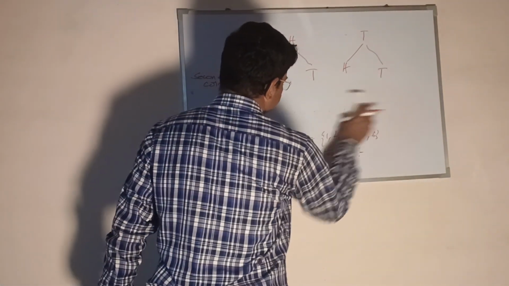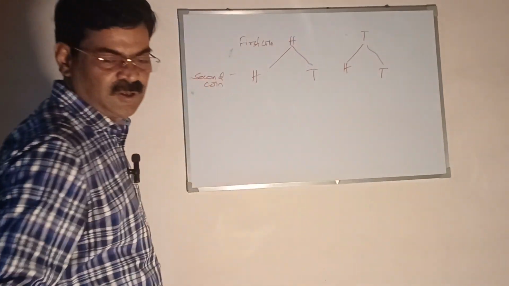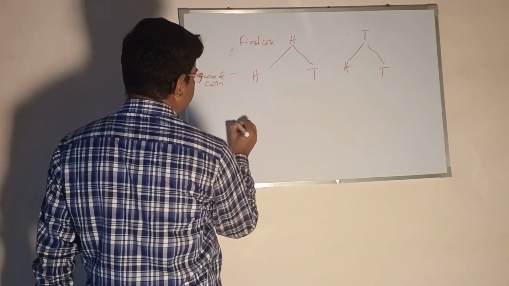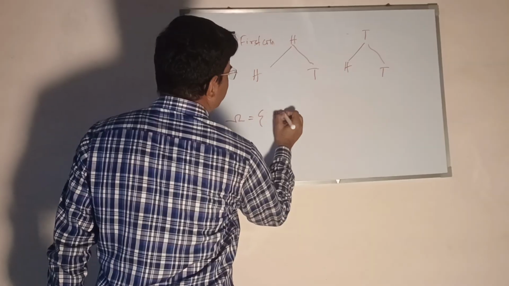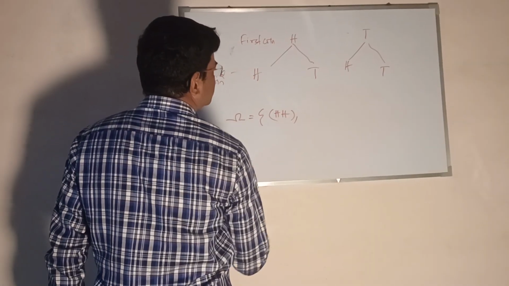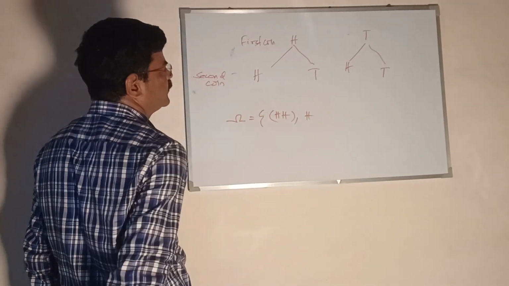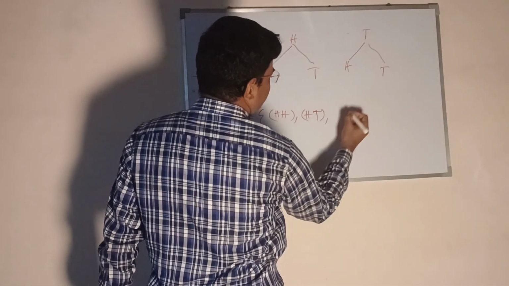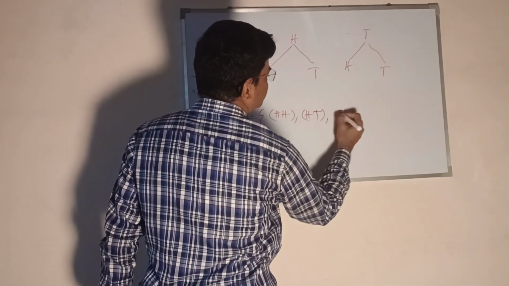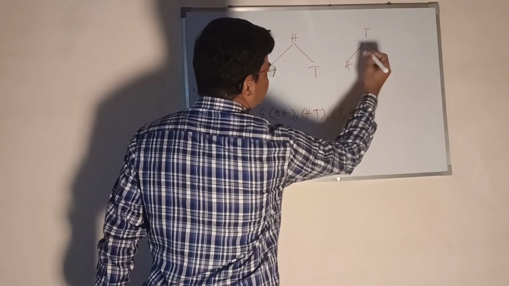So what will be my sigma? My sigma will be: first H and then H, HH; first H and then T, HT; first T, then H, TH; and first T and then T, TT.